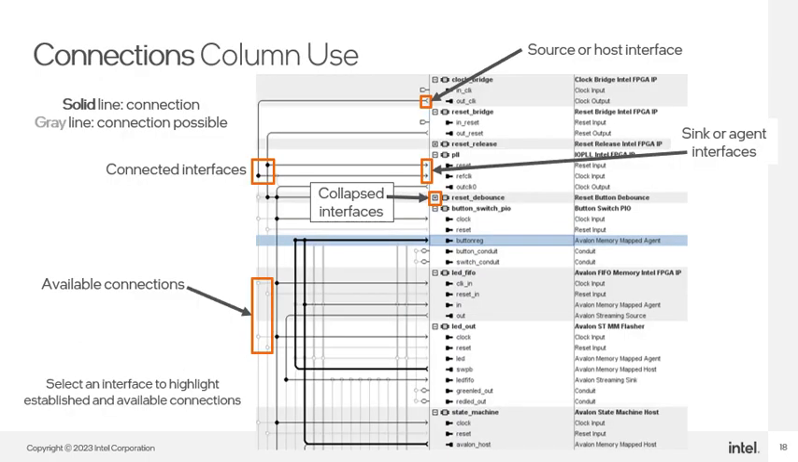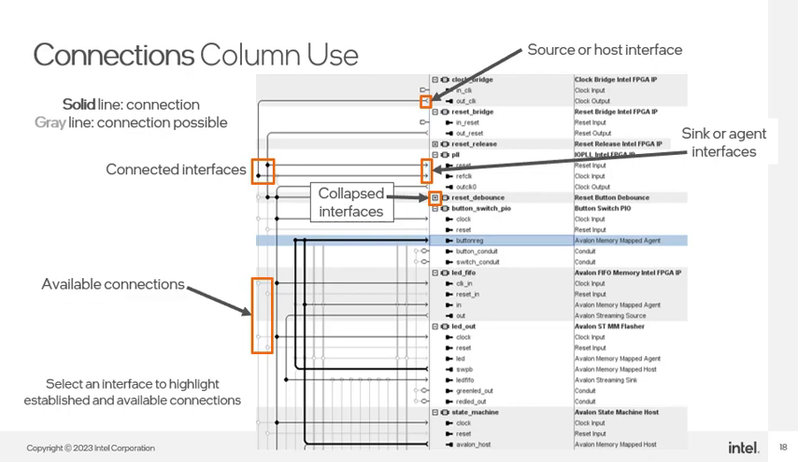The Connections column in the System View or System Contents tab shows which component interfaces are connected and how they are connected to each other. Use the Connections column to quickly and easily make connections from hosts to agents, clock outputs to clock inputs, reset outputs to reset inputs, sources to sinks, interrupt senders to interrupt receivers, and custom instruction senders to custom instruction receivers.